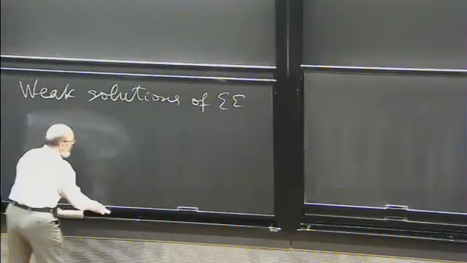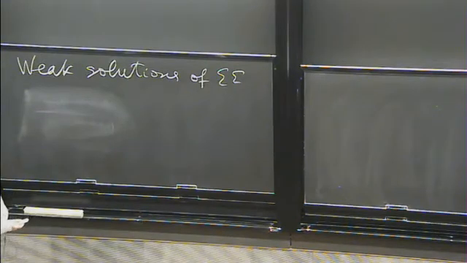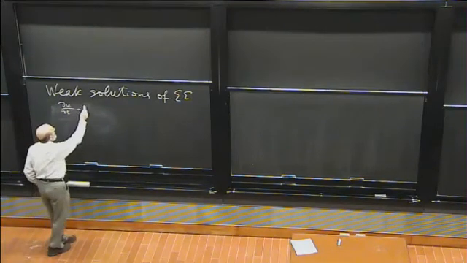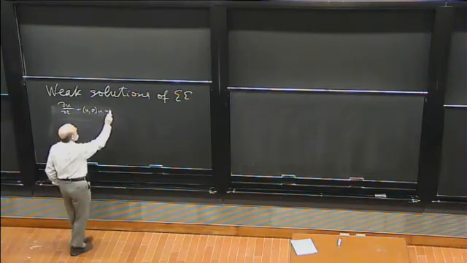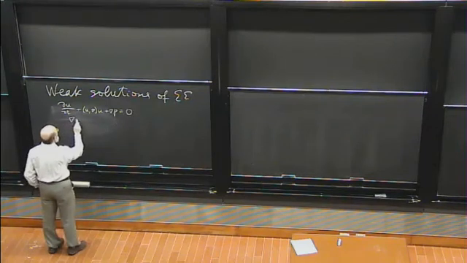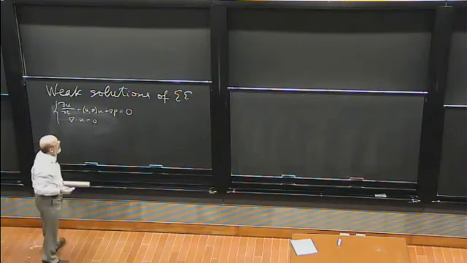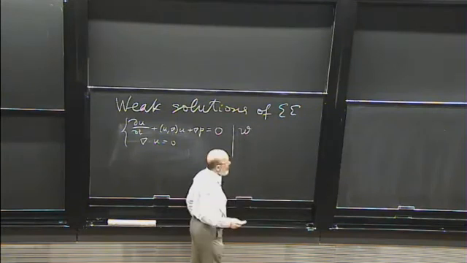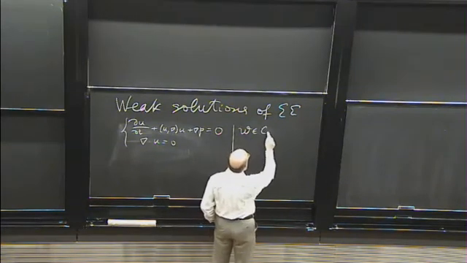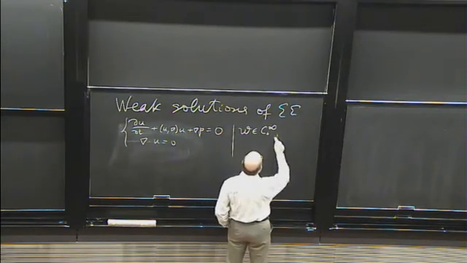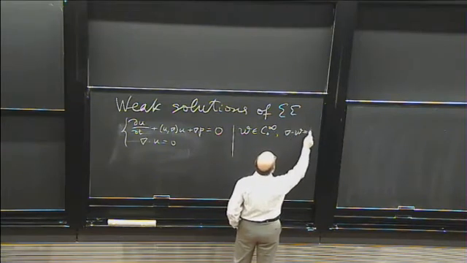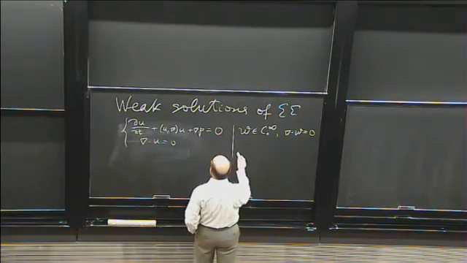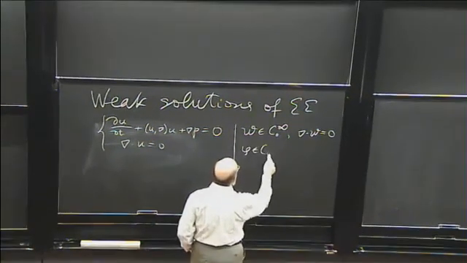But the definition of weak solution looks as follows, the formal definition. Consider the Euler equations, du/dt plus u gradient u plus gradient p is 0, and incompressibility. Now let us multiply this first equation by some vector field w, C0 infinity with compact support, for example, which is incompressible. And the second equation, let us multiply by phi, a scalar function, C0 infinity.